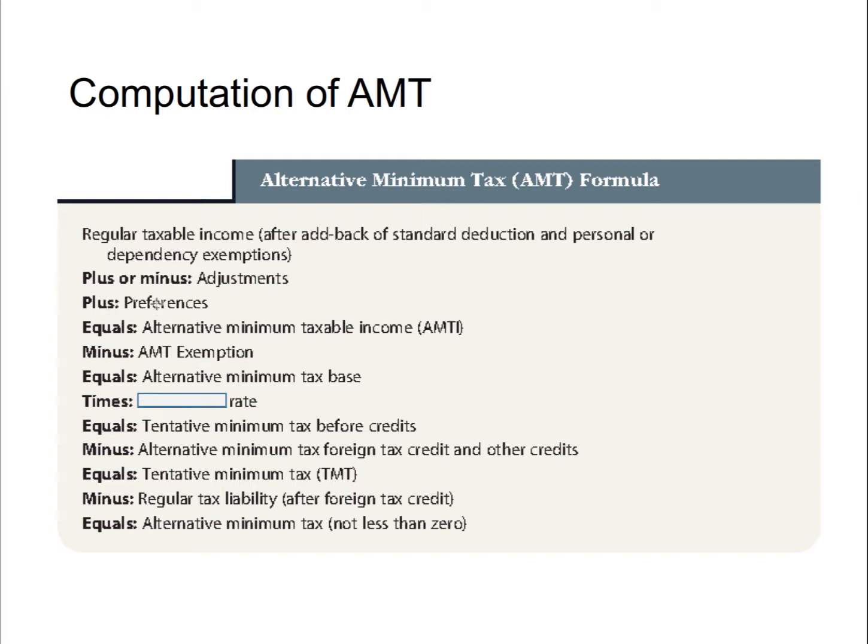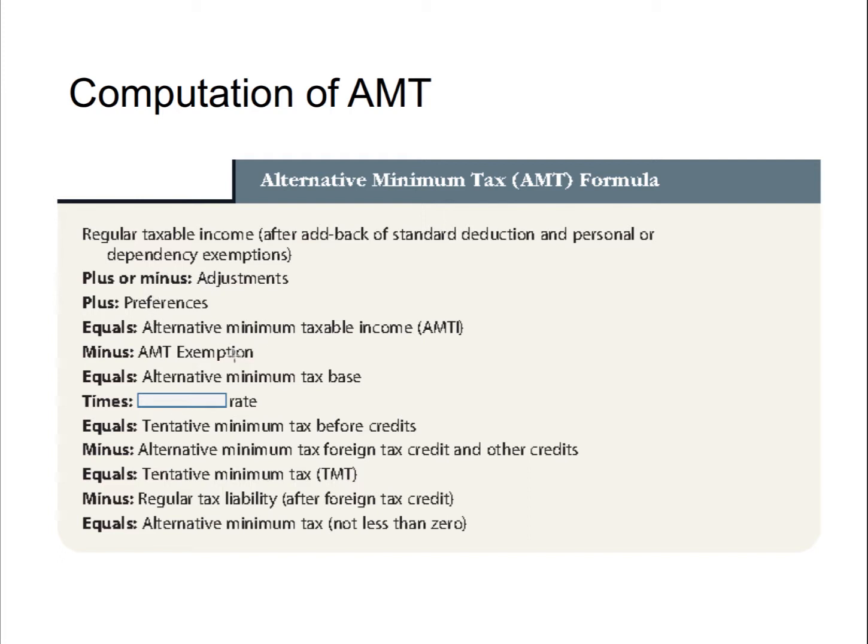Preferences are only added. When you think of preferences, usually we're talking about items that only benefit the wealthy or businesses that get a certain benefit, and we're adding them back. It's usually exclusions or deductions. It's not a timing issue, so it's usually what we call a permanent item. So we take regular taxable income, adding back any standard deduction or personal exemptions, plus or minus any adjustments, plus preferences. That gives us our AMTI.